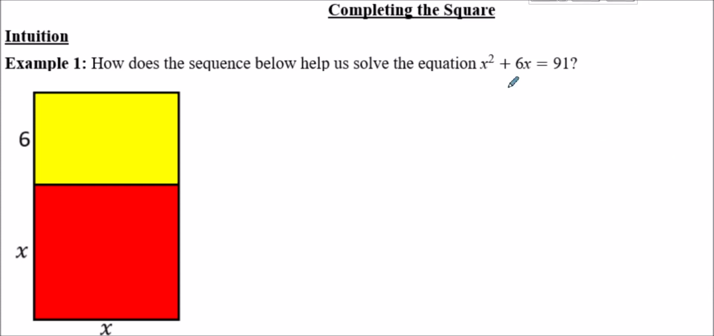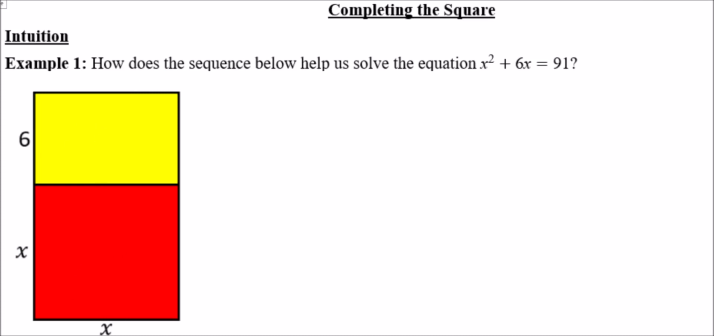So for example 1, we've got this sequence, this diagram, and we're asked, how does this sequence below help us to solve the equation x squared plus 6x equals 91? You've got the full solution, the full sequence in your notes. I'm just going to do this step by step so I can talk you through it. So this area here, the red is x squared, the yellow is x multiplied by 6, which is the 6x.